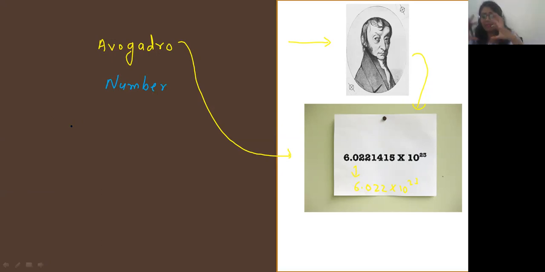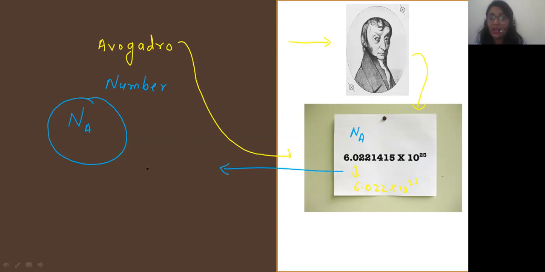And there are some symbols as well. This number is symbolized as Na. A is the subscript for the name of the scientist Avogadro, and N is for number of atoms, so it's Na. So you can symbolize this number as Na, and the name of the number is Avogadro's number.